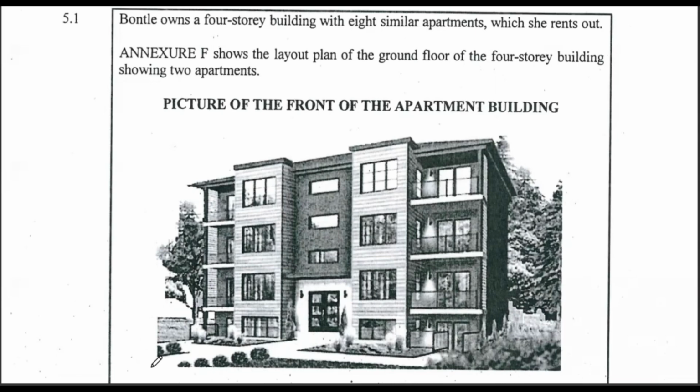All right. Great. Folks, we look at question number 5 of May, June 2024. All right. Bothe owns a 4-story building with 8 similar apartments, which she rents out. Annexure F shows the layout plan of the ground floor of the 4-story buildings, showing 2 apartments. Let's look at annexure F.